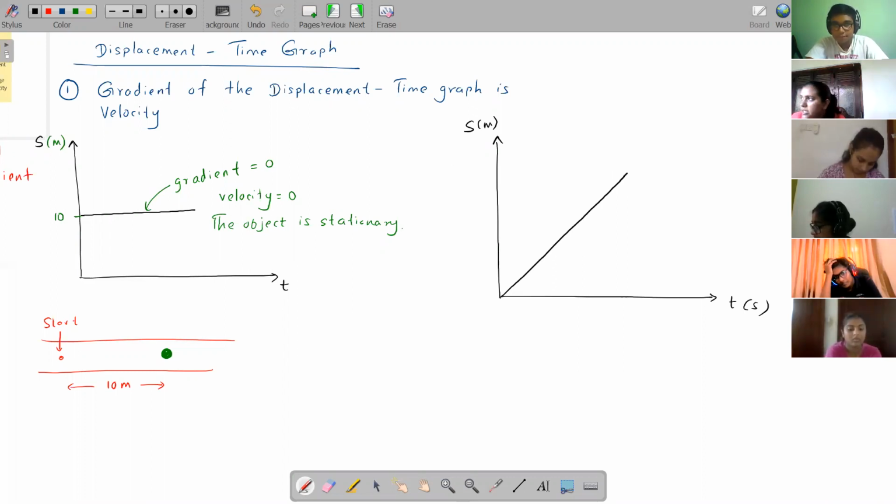Now you can see the gradient here. Think about the gradient. Gradient represents the velocity. If the gradient represents the velocity, then what will be the meaning? How does this object move? What kind of a movement will this object have? First question, is it moving? Then if it's moving, how is it moving?